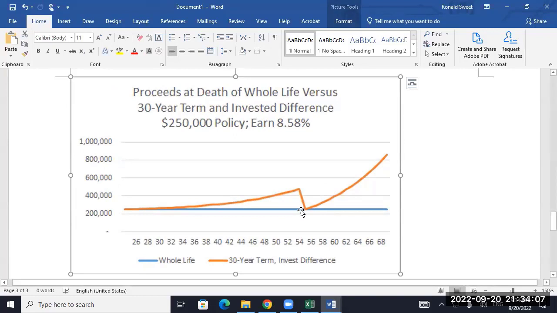is a break-even. What return do you have to earn so that the term is always at least as well off or better than the whole life? That's 8.58%. 8.58% is a really hard number to get. I don't think anyone thinks they can make 8.58% over the next 40, 50 years. That's probably impossible. So in most cases, there are some scenarios where the whole life is going to be better, at least for a few years. But most of the time, the term is probably going to be better.